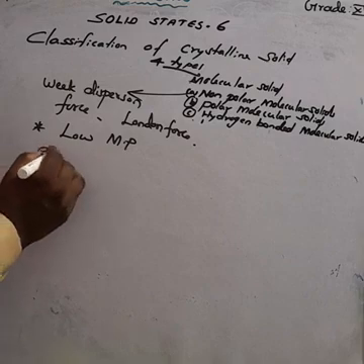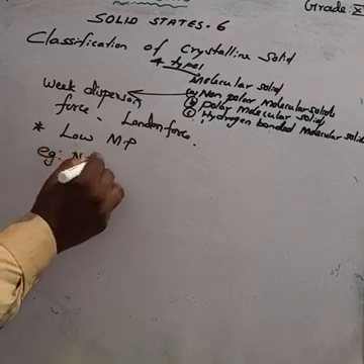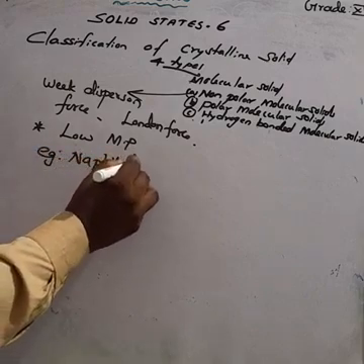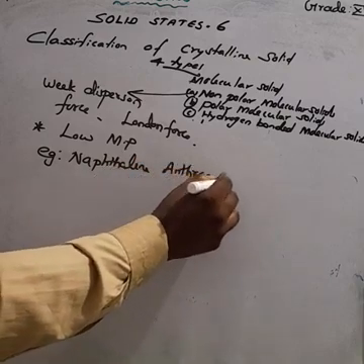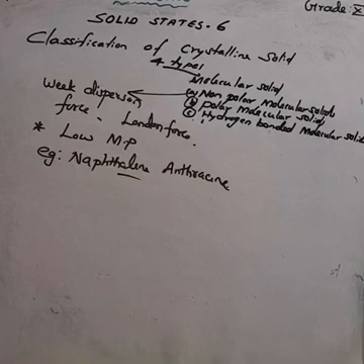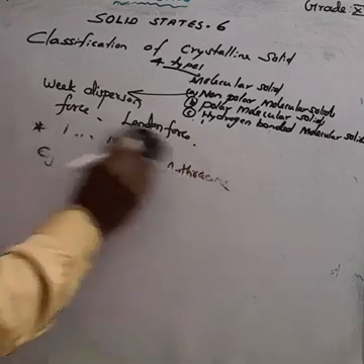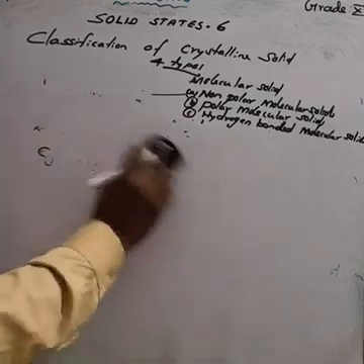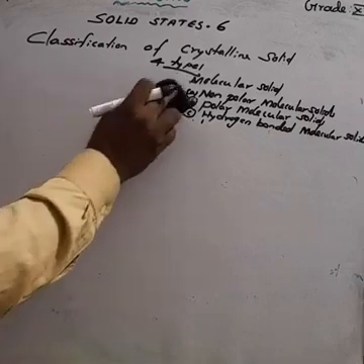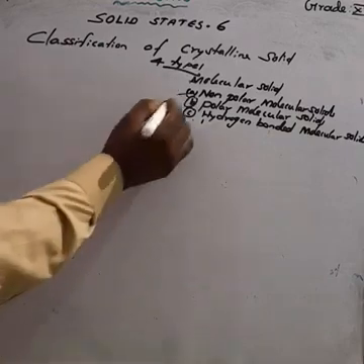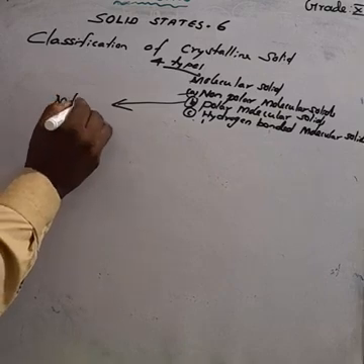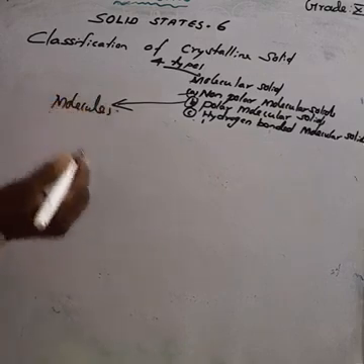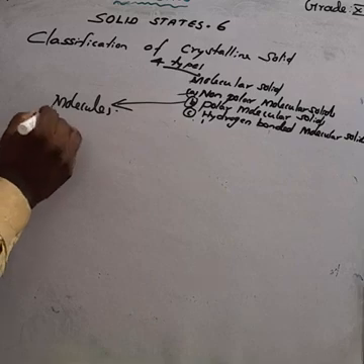Examples: naphthalene and resin. Next one, polar molecular solid. Here the constituents are molecules. They are formed by polar covalent bonds.